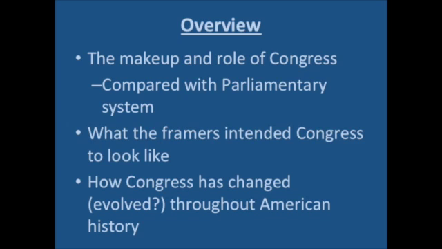A lot of the intricacies of Congress, like the party structure within Congress, how a bill becomes a law, and the committee system, all of that's going to be for another day. Today we're just going to look at how Congress is made up, how it compares with legislative bodies in other parts of the world, like the parliamentary system in Great Britain, for example, what the framers, the writers of the Constitution, intended Congress to look like and what they intended their role to be, and again, how Congress has changed over the course of American history. So with that in mind, let's go ahead and get started.